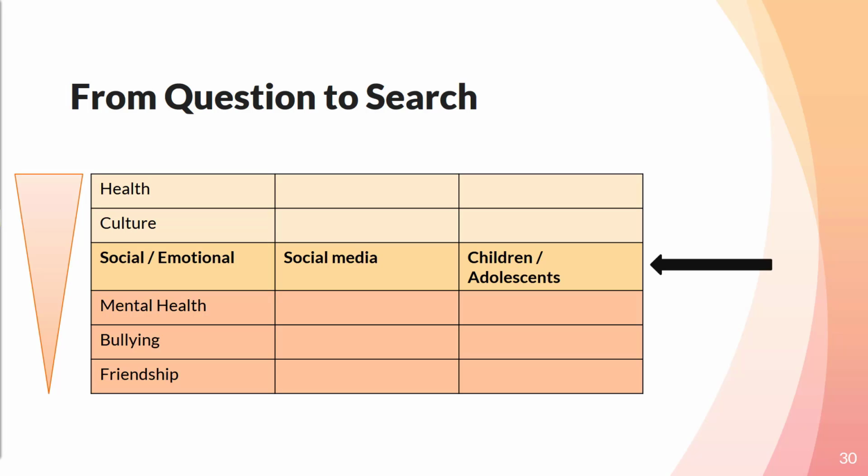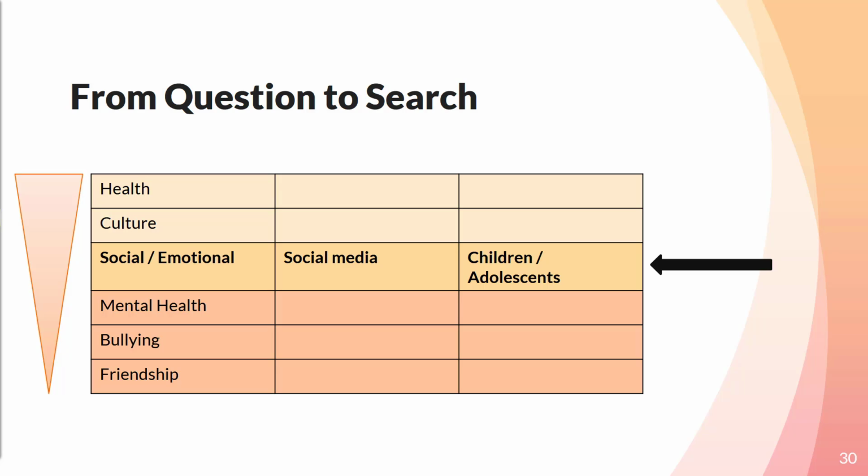Here we have our words. Social and emotional might mean health generally, or perhaps the culture we're in. More specifically, we might be talking about mental health, bullying, or friendship. You'll see that some of these are slightly different in their meaning, not just broader and narrower. That's okay. We're trying to get at the overall concept.